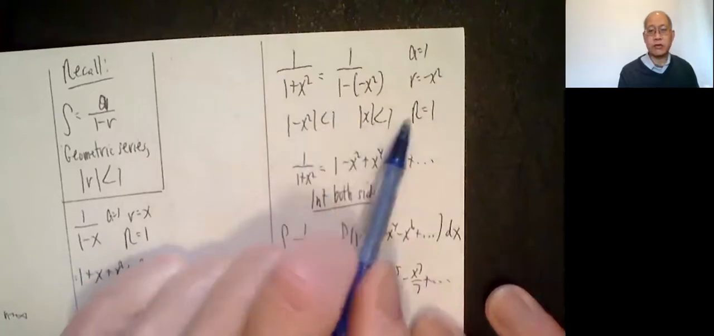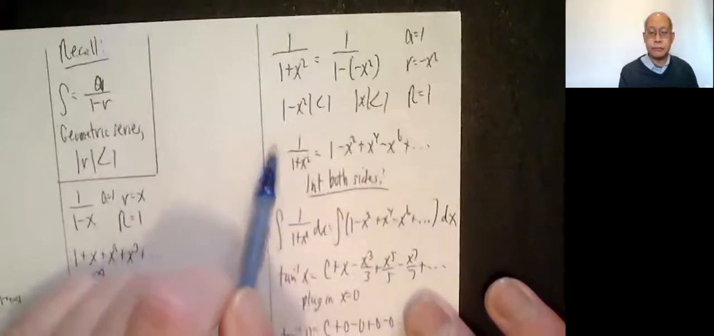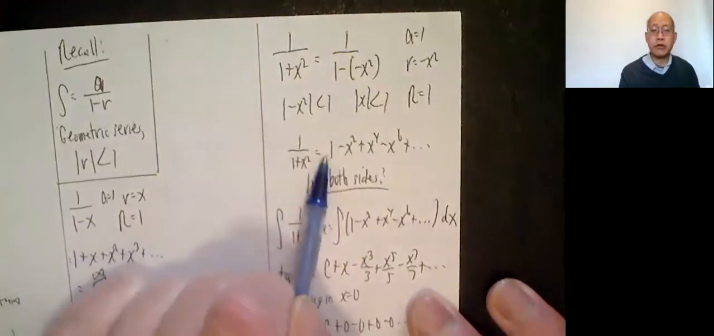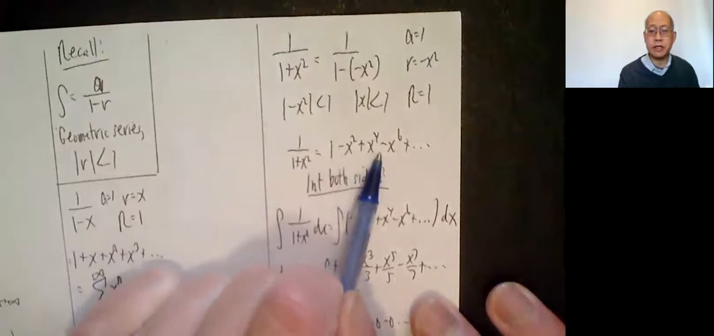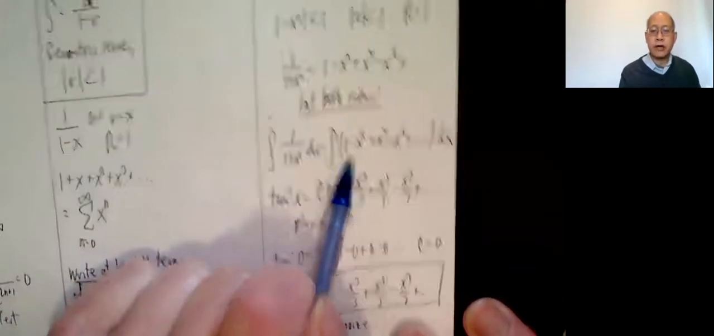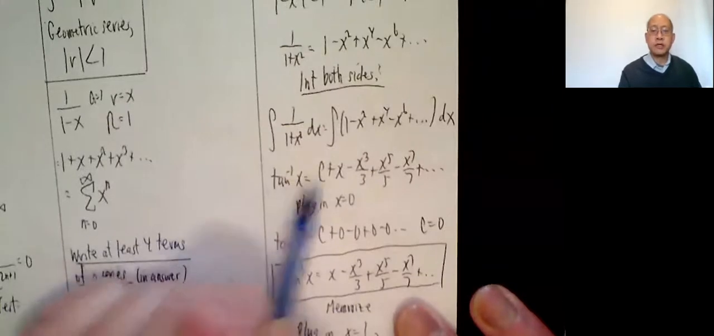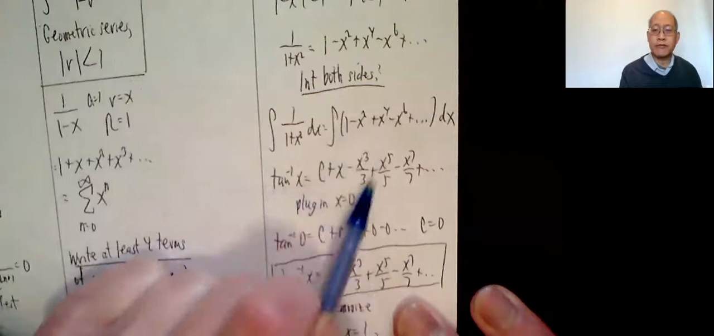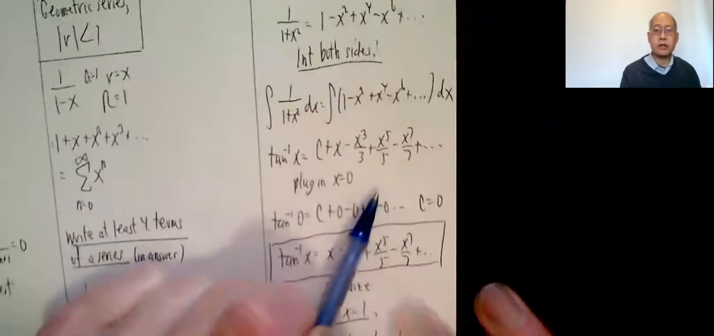That means |x| is less than 1, so the radius of convergence is 1. So I can write 1 over 1 plus x squared as a geometric series: 1 minus x squared plus x to the 4th minus x to the 6th. Integrate both sides. This is inverse tangent of x, equals C plus x minus x cubed over 3 plus x to the 5th over 5 minus x to the 7th over 7, and so on.